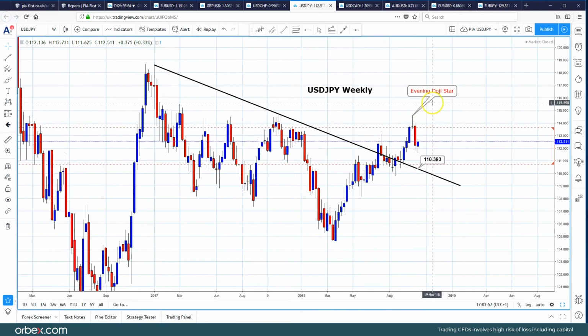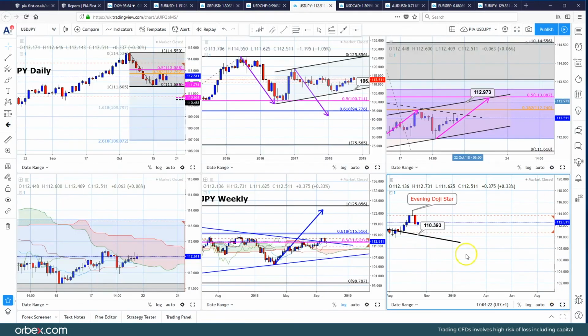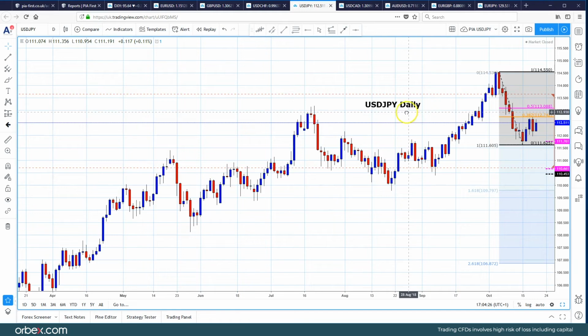The weekly chart highlights an evening doji star formation, similar to what we saw in the dollar index last week. Although dips were bought, all price action was in the lower half of the previous week's range. If we look to a Marubozu level, which is the midpoint from the open and the close, that's going to be around 112.95. If we go to shorter time frames, let's go to the daily first.